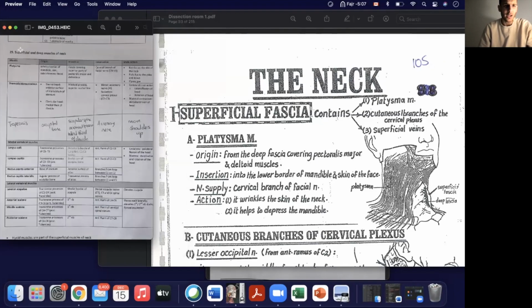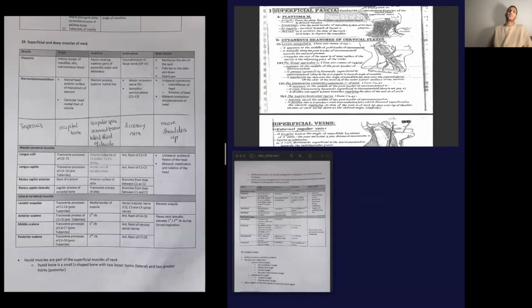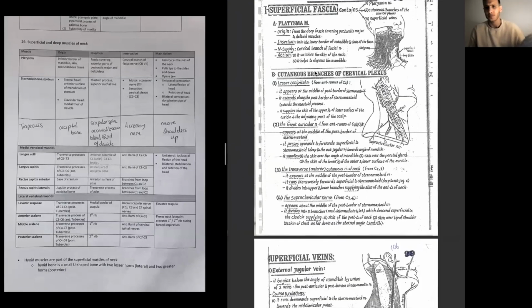So first off, I would dive into the neck in general. You have to keep in mind that the neck is divided into fascias, and fascias are basically layers of tissue that surround the muscles or even surround structures within the neck that keeps things together.